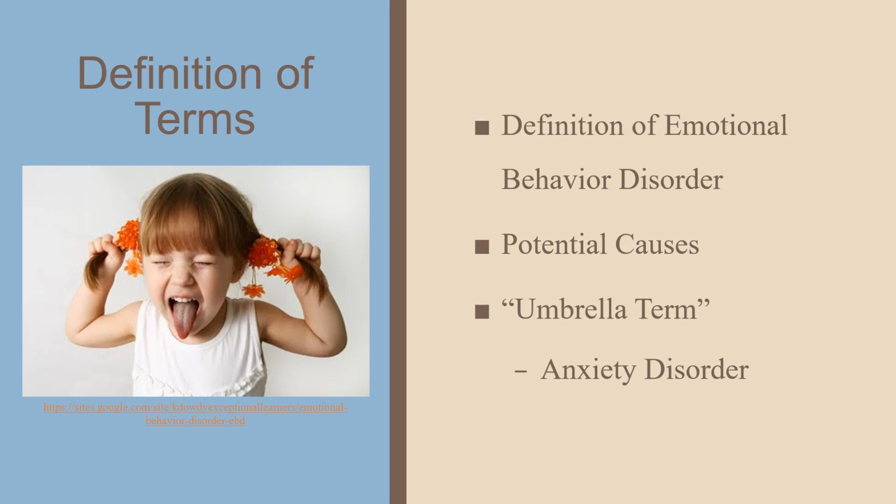According to IDEA, emotional behavior disorder is defined as a condition exhibiting one or more of the following characteristics over a long period of time and to a marked degree which adversely affects a child's educational performance: an inability to build or maintain satisfactory relationships with peers and teachers, inappropriate types of behavior or feelings under normal circumstances, a general pervasive mood of unhappiness or depression, or a tendency to develop physical symptoms.